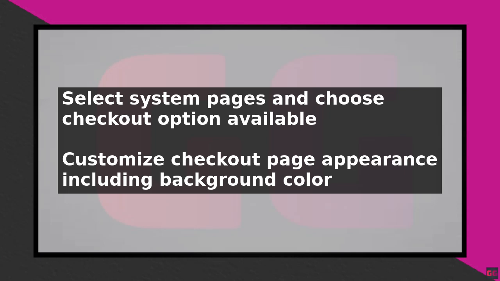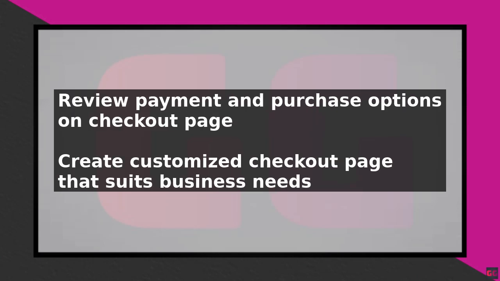You can also align the elements on the left, choose the button color, reset styles, and set all to system font. The checkout page will display your site title, email order summary, and other relevant information. Additionally, you can review the payment and purchase options. By following these steps, you can create a customized checkout page that suits your needs.